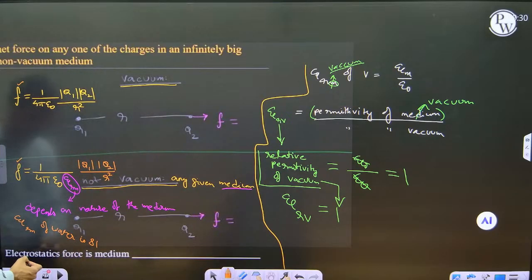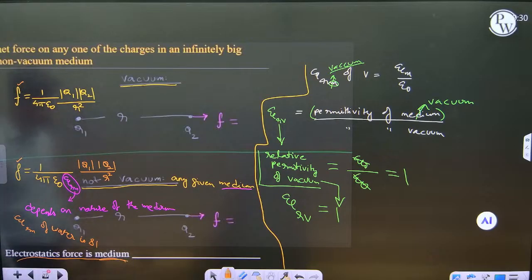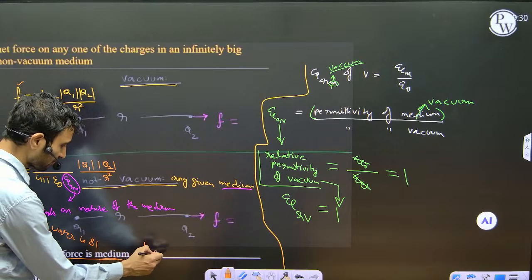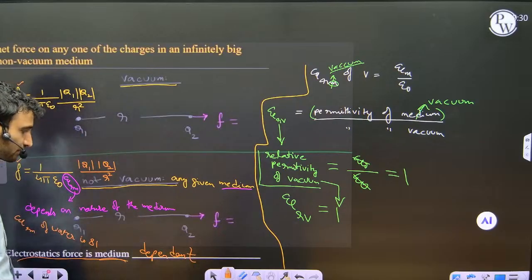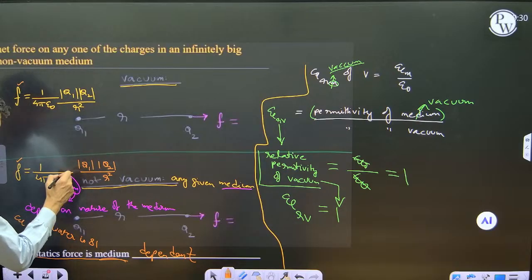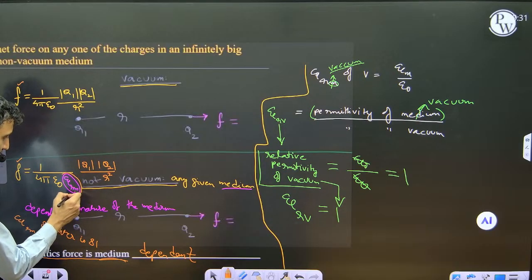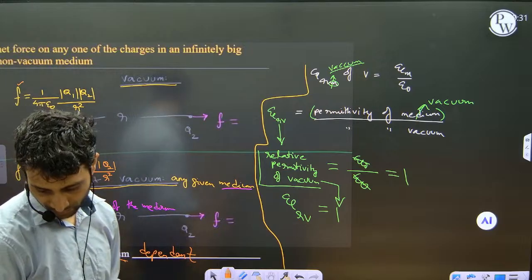So I can say that electrostatic force is medium dependent or independent. It is medium dependent. And how does it depend? This is the term that forces it to depend on the medium, epsilon rm. Everything else is same.